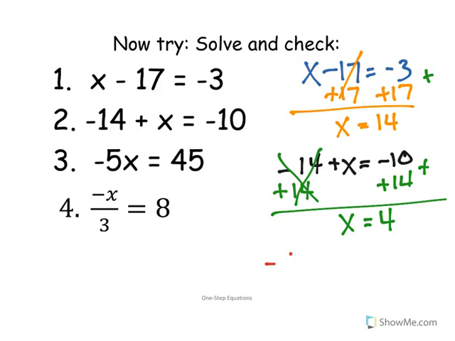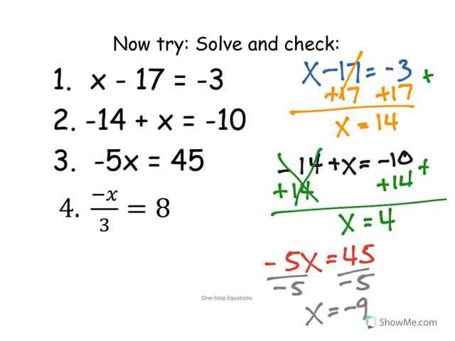For the next one, I've got negative 5x equals 45. That's a nice, easy one-step equation. I'm going to divide both sides by the coefficient, which is negative 5. That's going to give me x equals negative 9. And for the last one, I get negative x divided by 3 is equal to 8. I'm going to multiply both sides by 3.